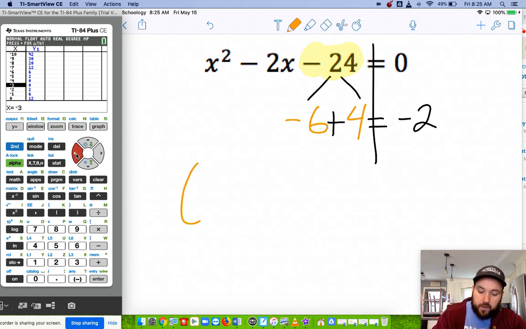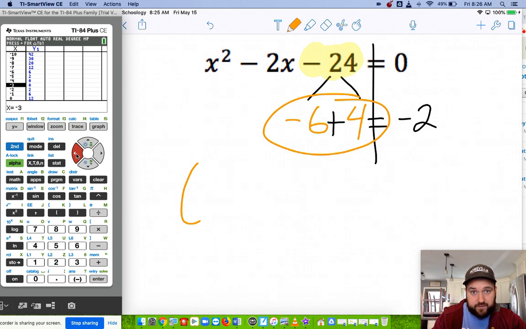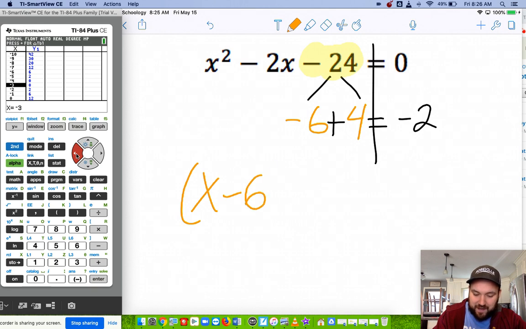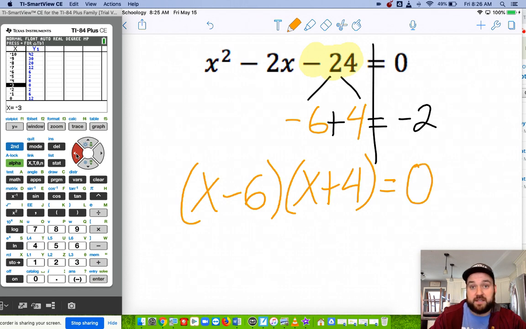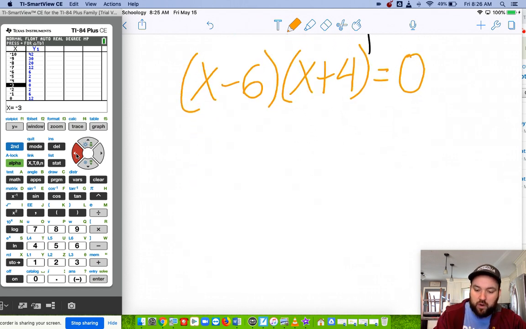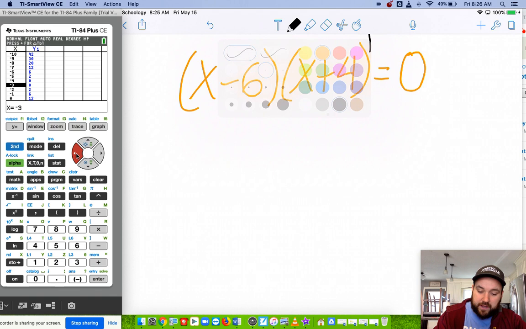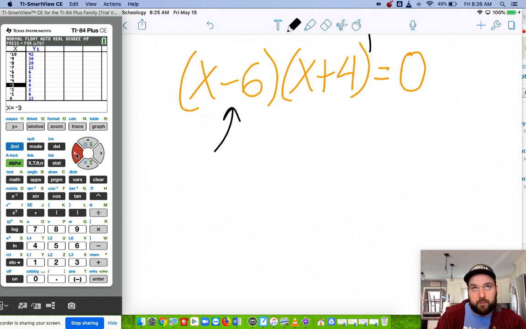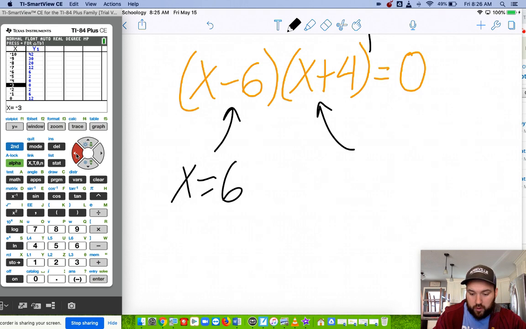Now, these numbers are not the answers. I have not solved the problem. What I'm able to do now is write this in a factored version. I'm able to write the left side of the equation as x minus 6 times x plus 4. And now that I've done that, I can say, okay, what number minus 6 equals 0? And what number plus 4 equals 0? And those are just the opposite numbers.